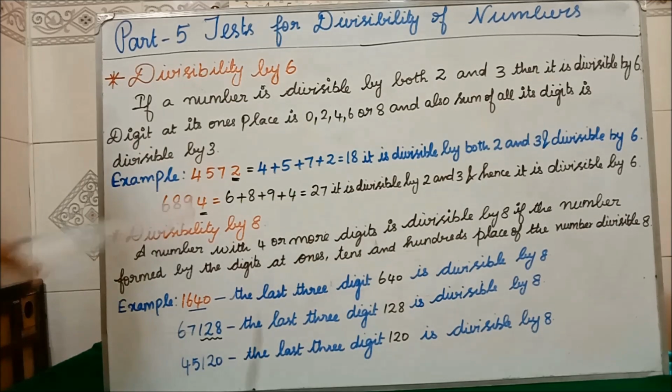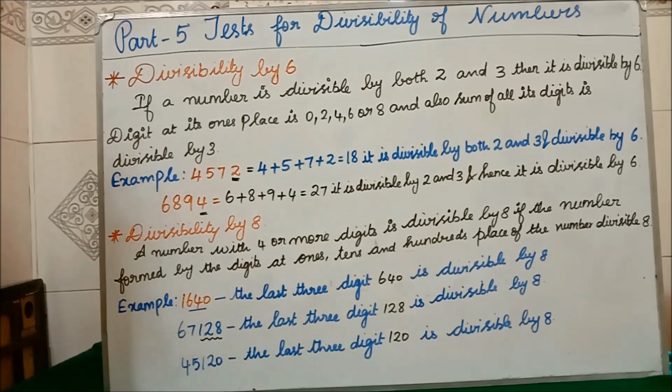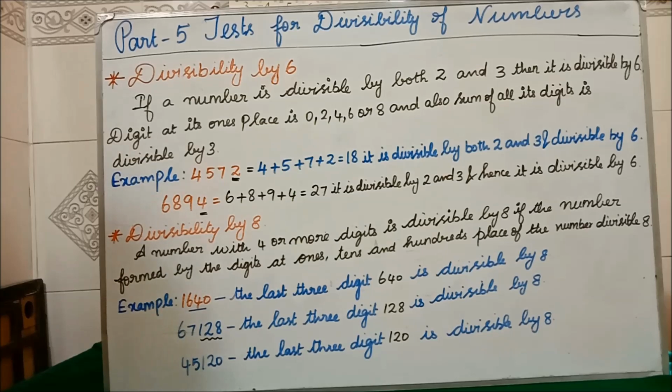So I am adding 4 plus 5 plus 7 plus 2, which is 18. Is 18 divisible by 3 or not? It is divisible by 3. So 4572 is divisible by both 2 and 3, and hence it is divisible by 6. Clear all of you? Similarly, 6894. The last unit digit is 4. Then 6894 is divisible by 2.